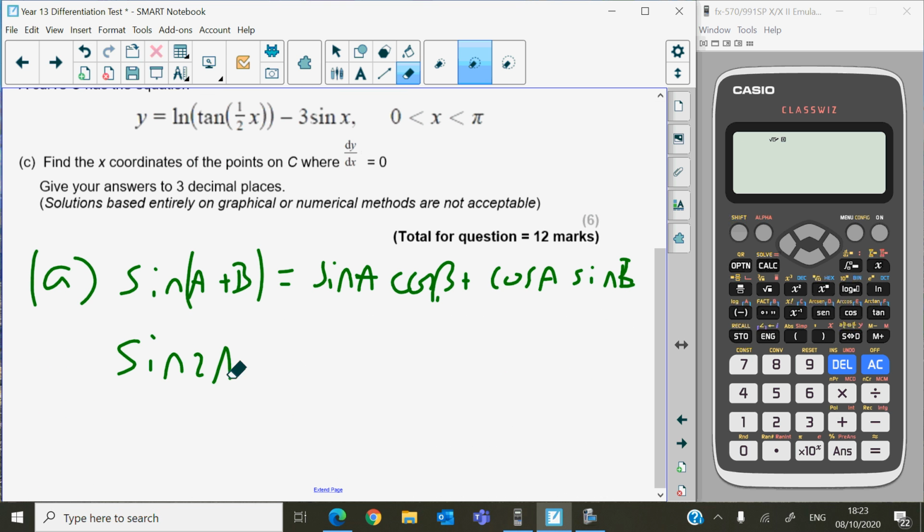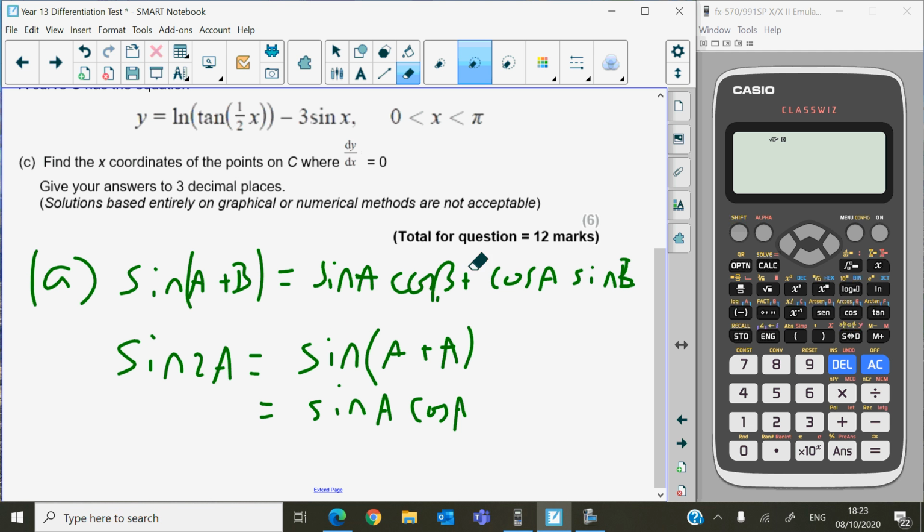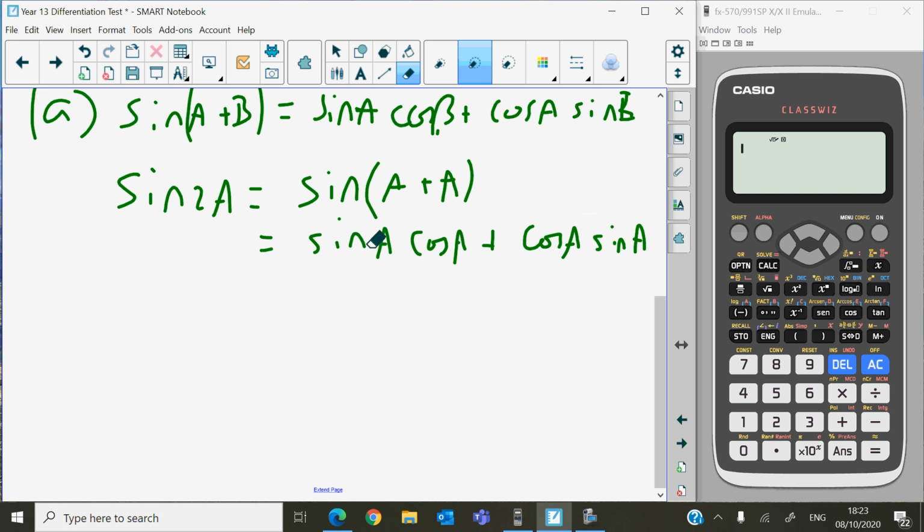Sine 2A would be the same as having sine of A plus A. So therefore, we're actually looking at sine A cos A, replacing the B's that we see up here with A's, plus cos A sine A. Now, you might notice they are both the same. Sine A cos A and cos A sine A are the same because we can write it in any order because it's commutative. So therefore, adding them together, I've got 2 sine A cos A as required.